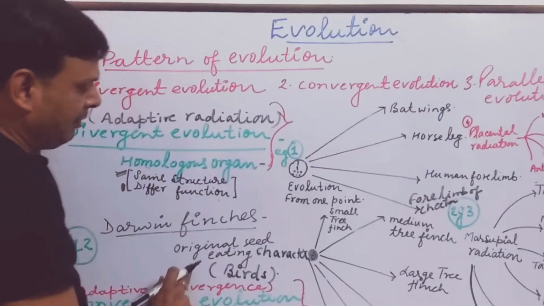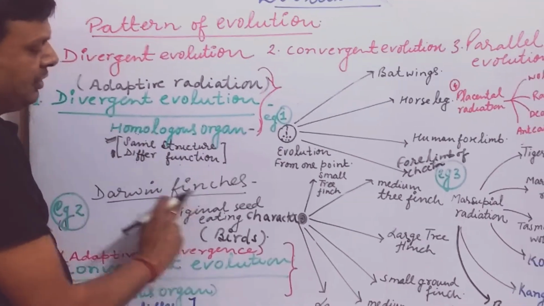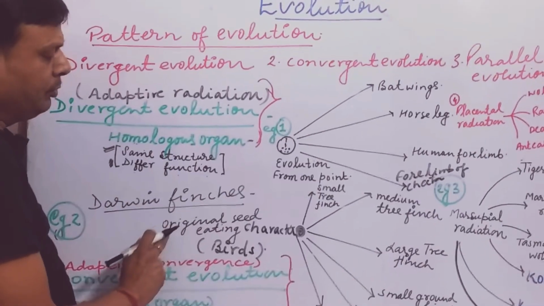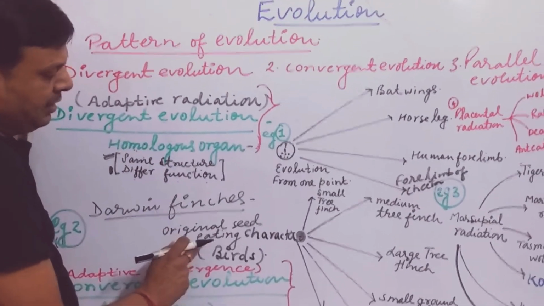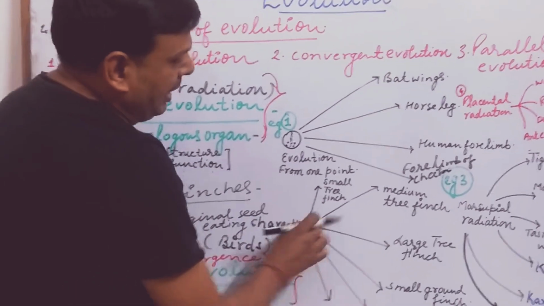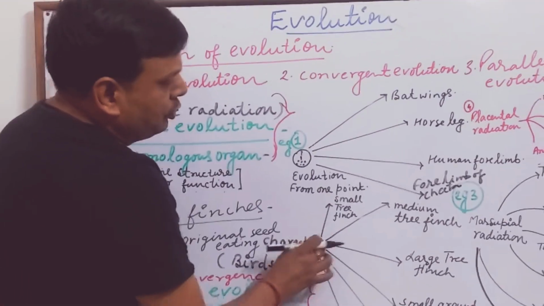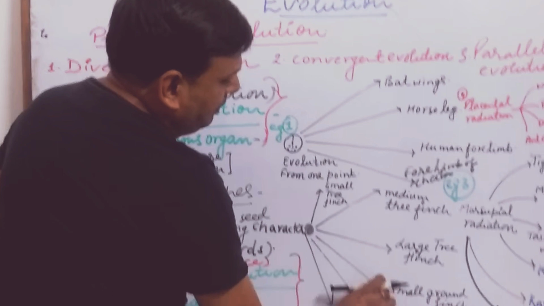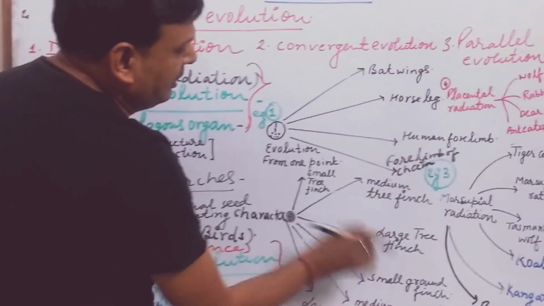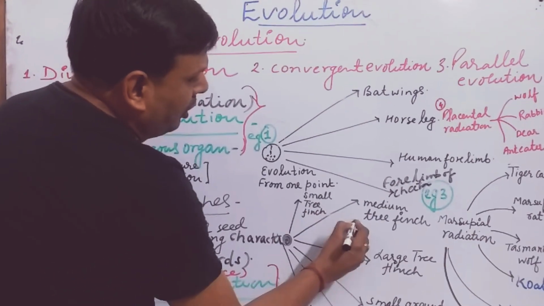Another example of divergent evolution is Darwin's finches. Darwin's finches are the birds present in the Galapagos Islands observed by Darwin. These birds originated from a common ancestor, and due to different types of habitat and different feeding habits, these finches show modification in their beak. Darwin's finches mainly show modification in their beak. Some have a smaller beak, others have a larger beak, and some others have a moderate beak.